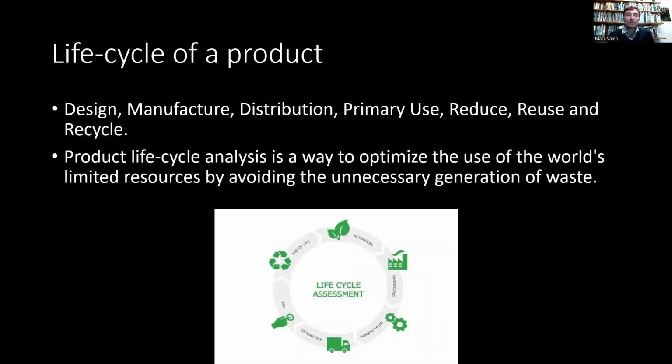This brings us to a concept of life cycle analysis, or the life cycle of a product. And if we analyze a product's life cycle, well, this is a way that we can optimize the use of limited resources and avoid unnecessary generation of waste. So the life cycle analysis of any kind of a product involves a few areas where we try to plan ahead on how this product can be used and perhaps reused before it is made and sent out into the world. So is there a way that we could design products to be better reduced, reused, and recycled?